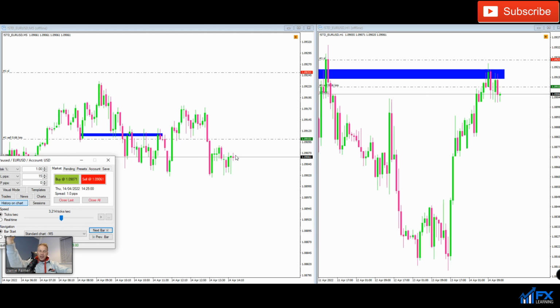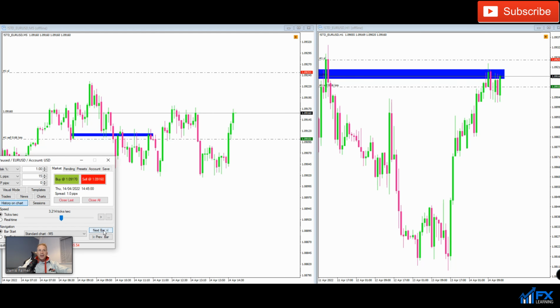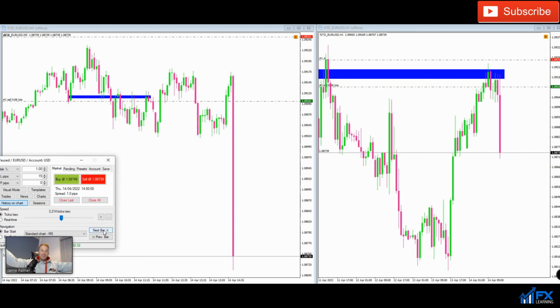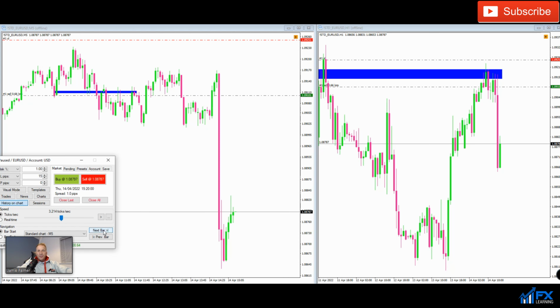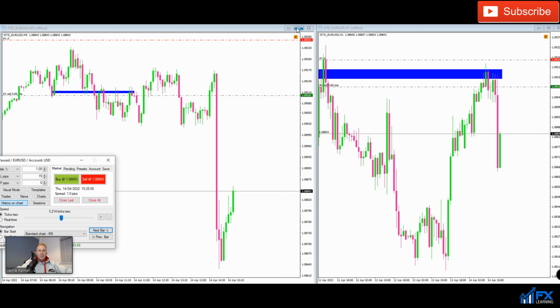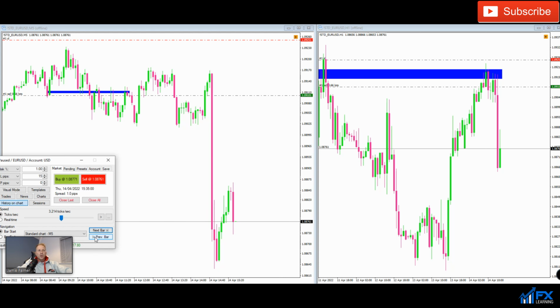I'm looking for maybe another move down, then a pullback, another move down, pullback. So we come back up here. Bang. Wasn't expecting that. And my target on this, let me just have a quick look here. Now we're in trade. I just want to pause it here.